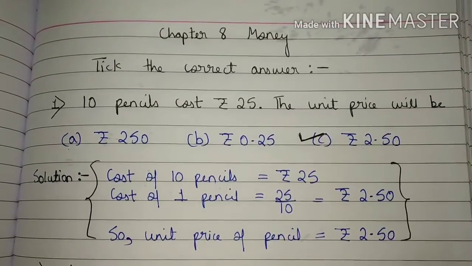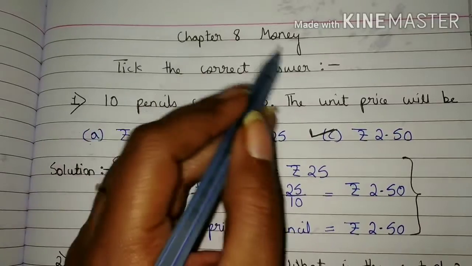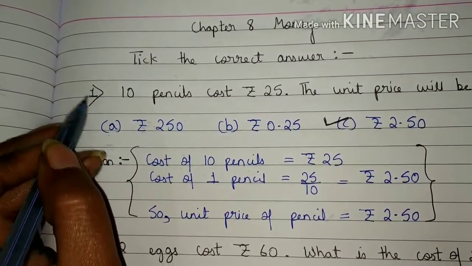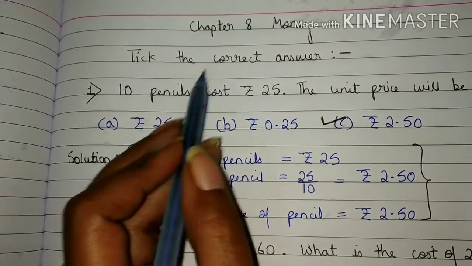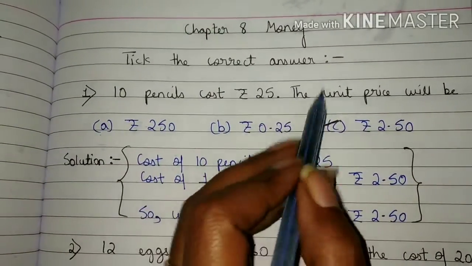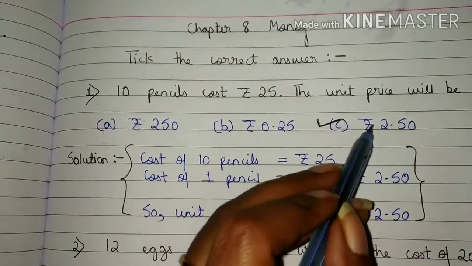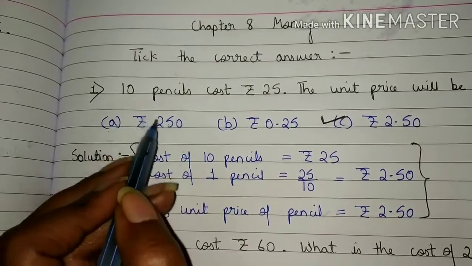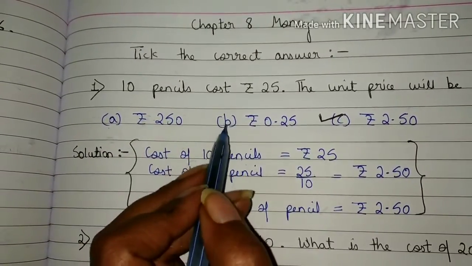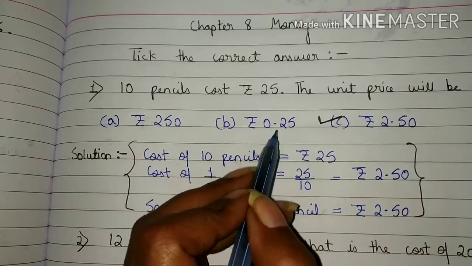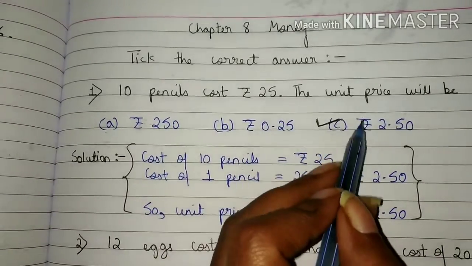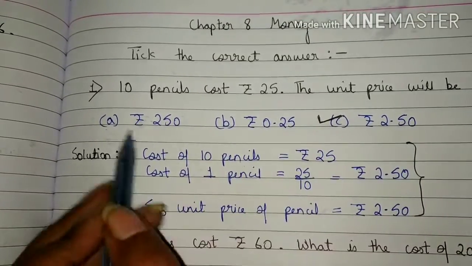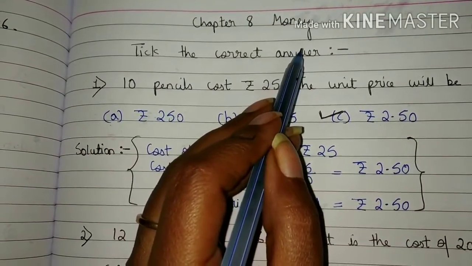Now we will study take the correct answer. Now come to first question. 10 pencils cost rupees 25. The unit price will be. Here three options are given to you. Option A, rupees 250. Option B, rupees 0.25. Option C, rupees 2.50. Now you have to tick the correct answer.